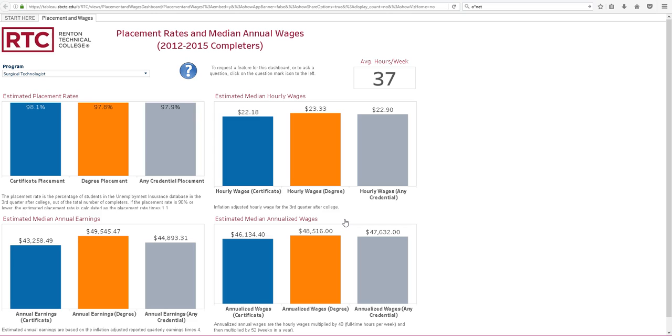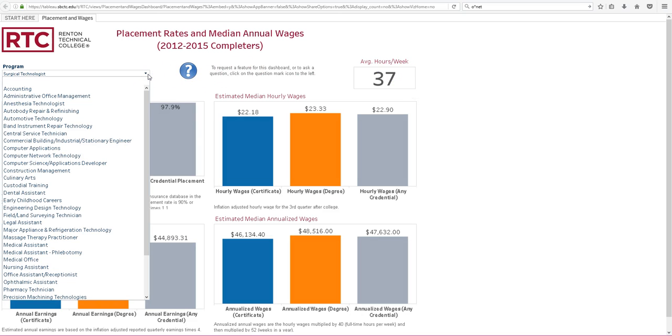As you can see, there is some discrepancy for this program, and actually for many programs, between the annual earnings and the wages, and that could be due to many things. It could be that they're not working full-time. It could be that they have overtime. It could be tips, things like that. So a lot of things could influence why the annual earnings and the annualized wages are slightly different. And this dashboard also gives you an estimate of the average hours per week that the students work.